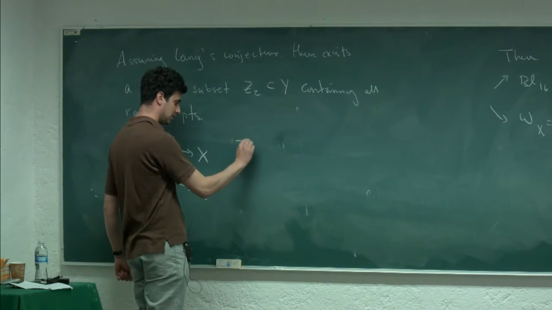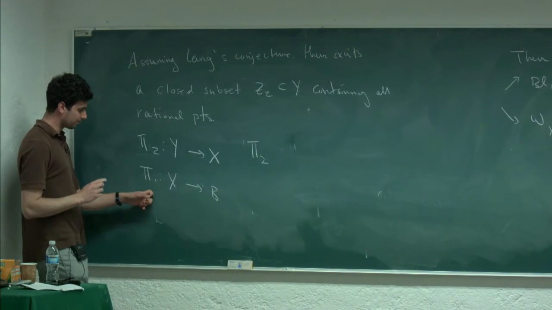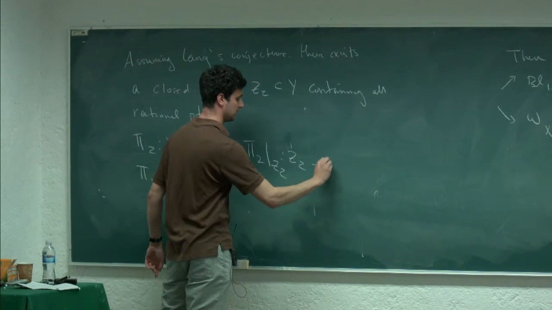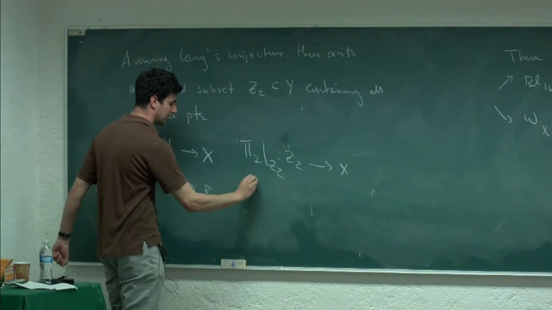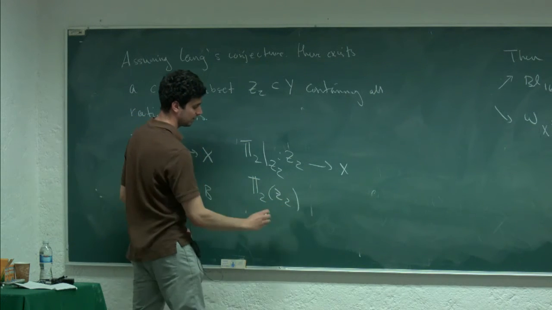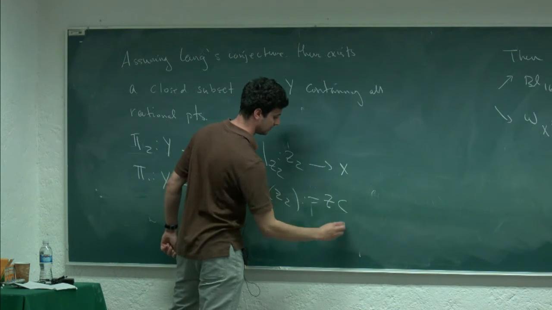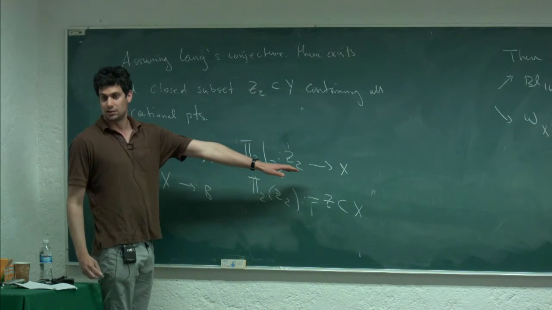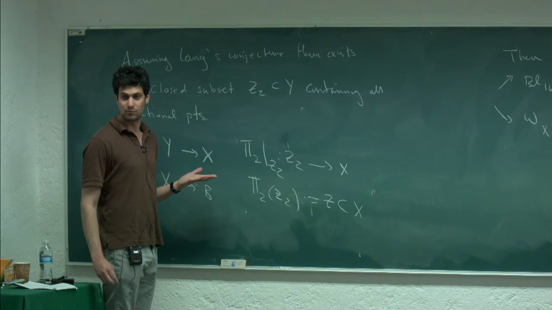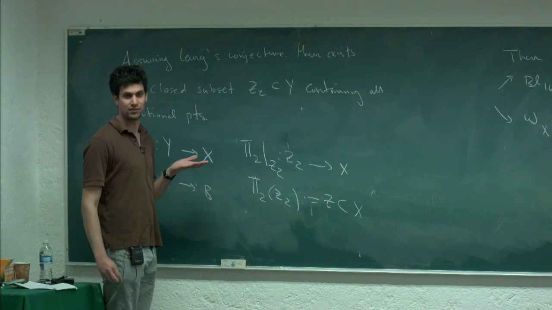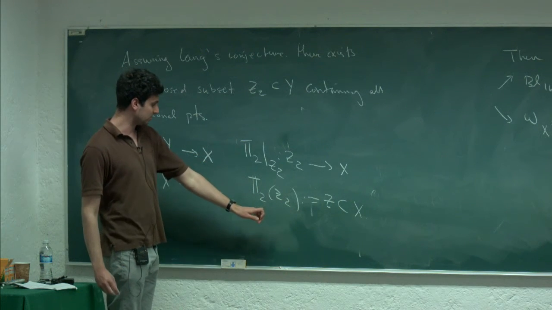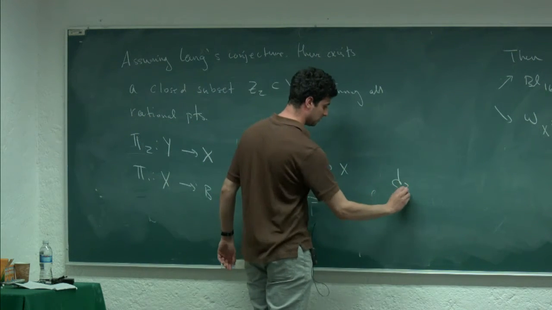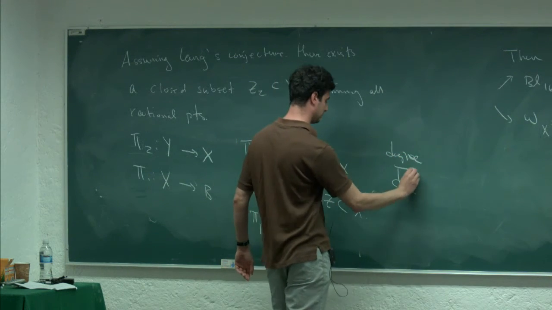Okay? And I can restrict. So I'm going to restrict, let me first restrict pi2 to z2. Okay? And I could look at the image of z2 under this map, and I'm going to call this z inside x. Okay? And now pi2 here is a generically finite map, right? Because over an open subset the fibers have finitely many rational points by Faltings' theorem. And the same is true if I look at pi1. Okay, and I'm going to call the degrees of these maps d2 and d1 respectively.